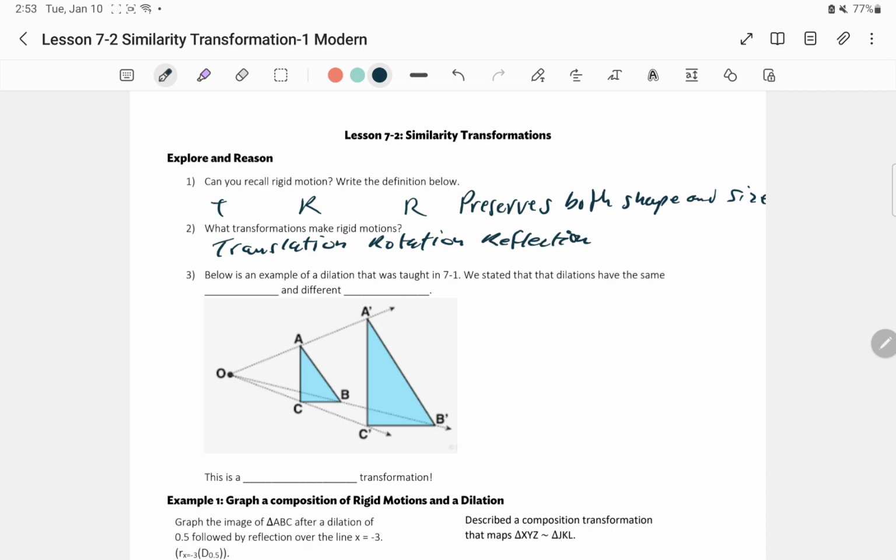Okay. Let's jump down to number three. It says, below is an example of a dilation that was taught in 7.1. We stated that dilations have the same shape, but different what? Well, take a look at the picture. You have triangle ABC, and then you have another triangle, A prime, B prime, C prime. You can clearly see that they are the same shape, but they have a different size. So let's write that in our notes. This dilation is an example of what we call a non-rigid transformation.